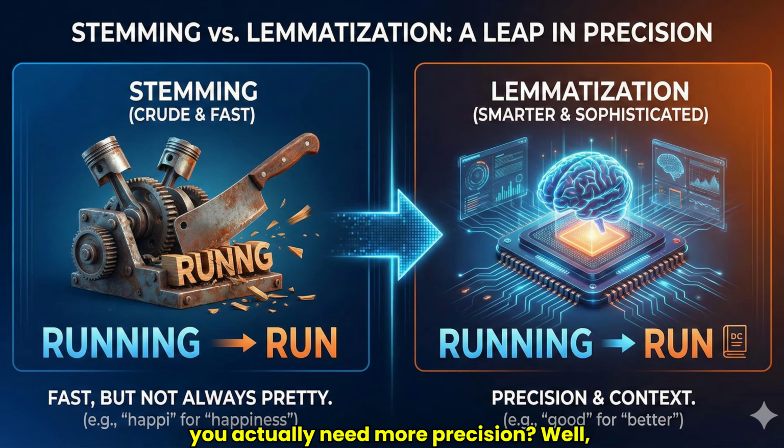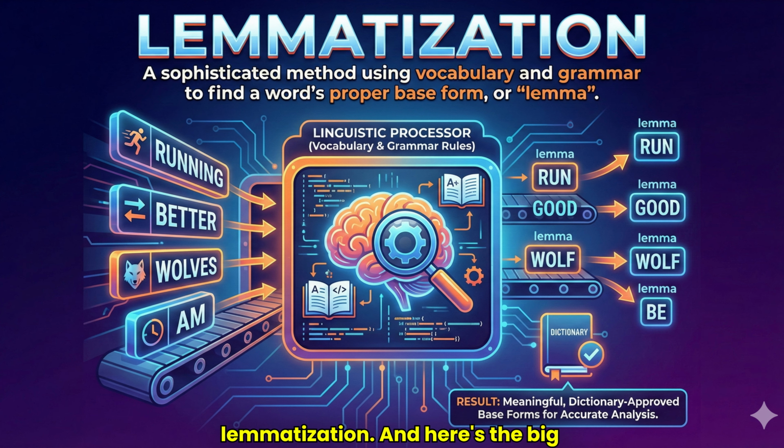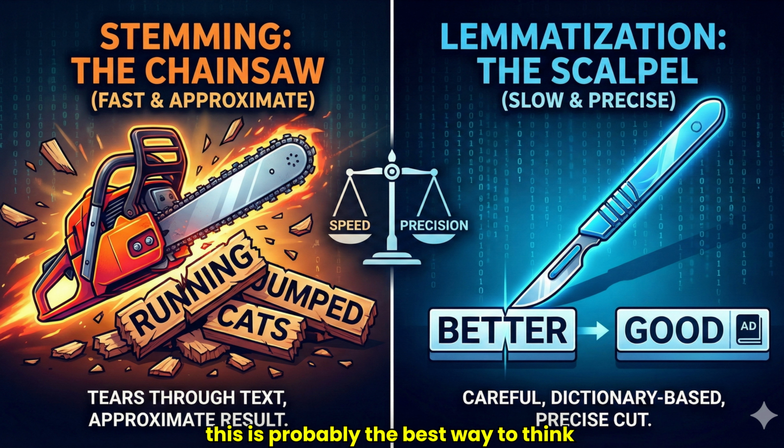So what happens when you actually need more precision? Well, allow me to introduce stemming's smarter, more sophisticated cousin. It's called lemmatization. And here's the big difference. Instead of just blindly following those chopping rules, lemmatization uses a real vocabulary and an actual understanding of grammar to find a word's proper base form, which has a fancy name. It's lemma.